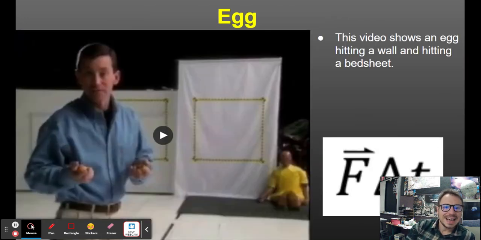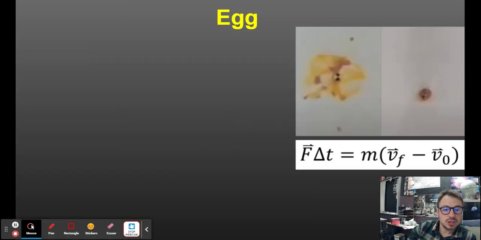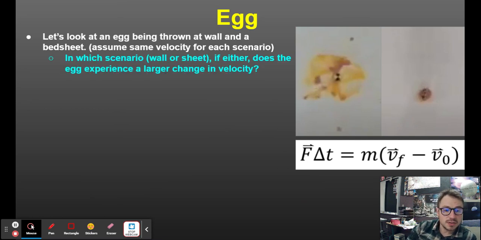So now let's see how else we can look. We can look at impulse, the force, and that time interval. So this video shows an egg hitting a wall and hitting a bed sheet. So think about which scenario the object experiences greater impulse. So let's look at an egg being thrown at the wall and an egg being thrown at the bed sheet. You can watch that video, and I've posted a link. You can also play it on the slide.